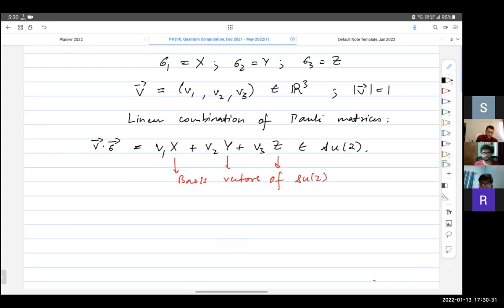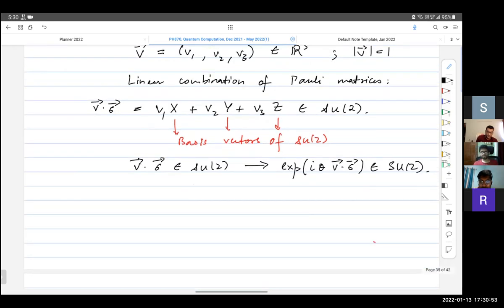And the way we go from the Lie algebra, so V dot sigma is an element of the Lie algebra, what we do is we exponentiate this object. And this gives us an element of SU(2).